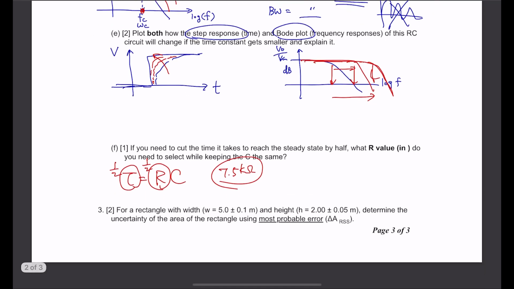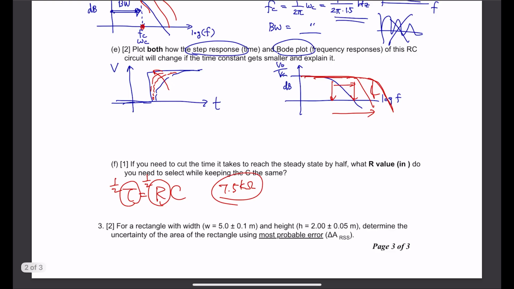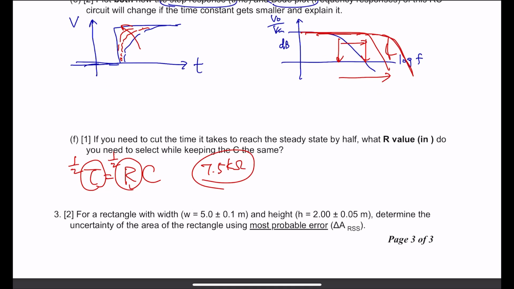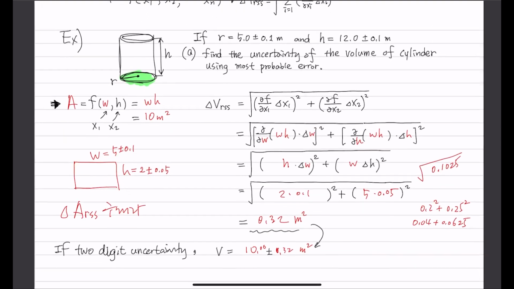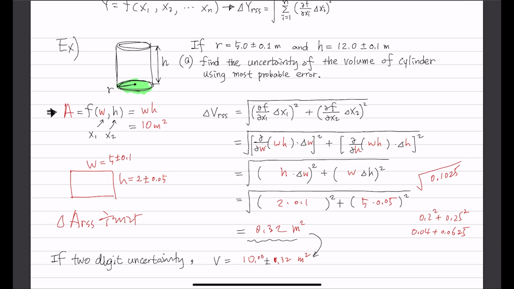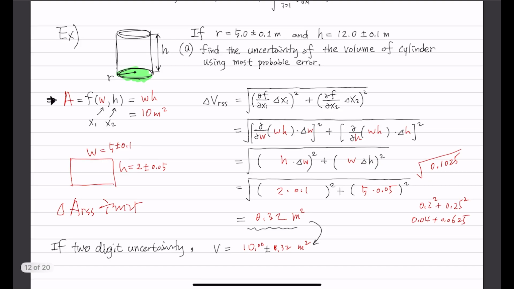Okay, if not, let's move on. And finally here, for a rectangle with width 5 plus or minus 0.1, and the height 2 plus or minus 0.05, find the uncertainty of the area of the rectangle using most probable error. And this one, many of you did correctly, which was a good sign, and I just updated the numbers from my lecture note here to save a little bit of time and show you.